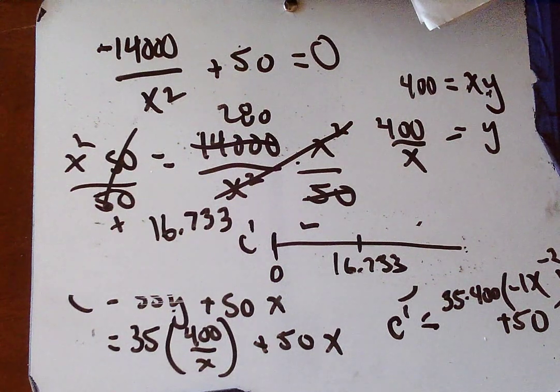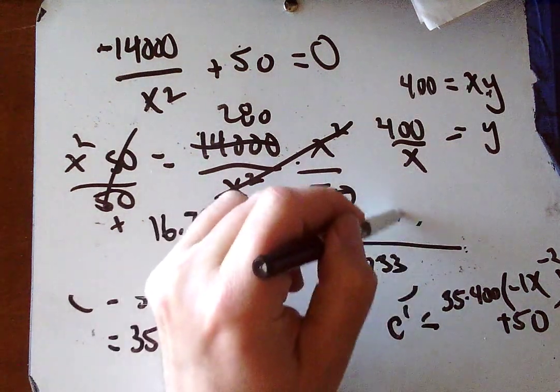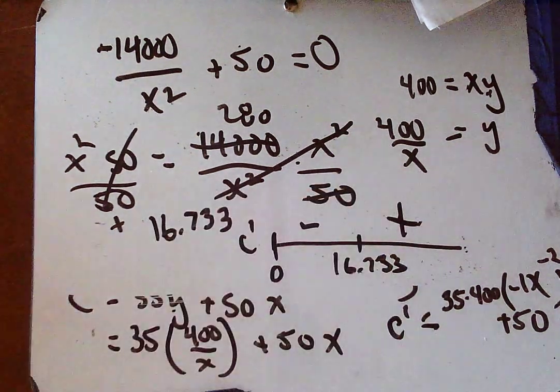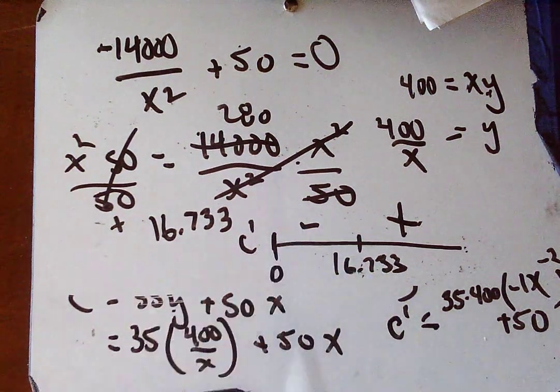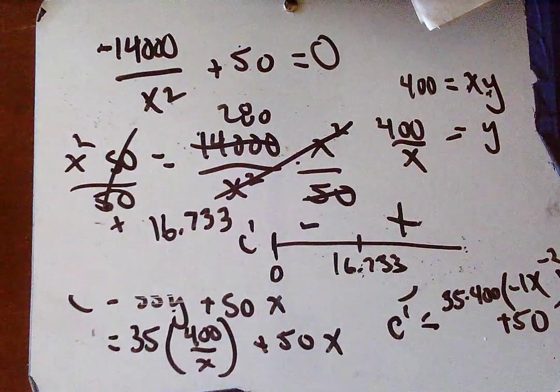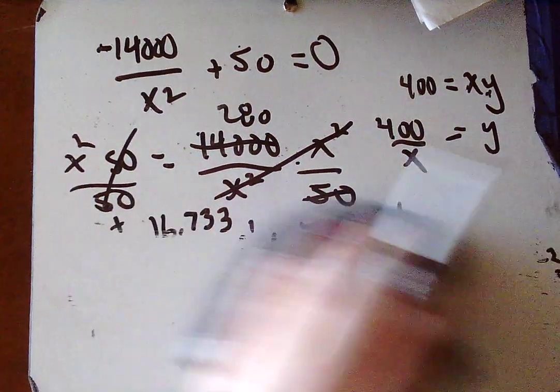Negative 14,000 divided by 10,000 is negative 1.4 plus 50. That's definitely positive. Okay, so I've got a minimum: cost is minimized when x equals 16.733. All right, so I hope that sort of put to rest some of the things that you were frustrated by on that exam. But maybe it's already too late for you to have that sort of understanding.